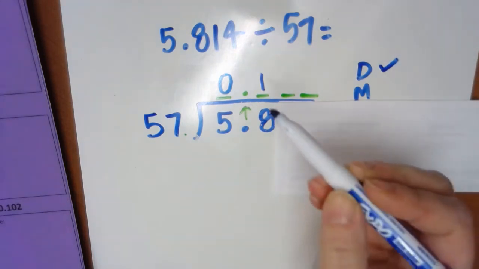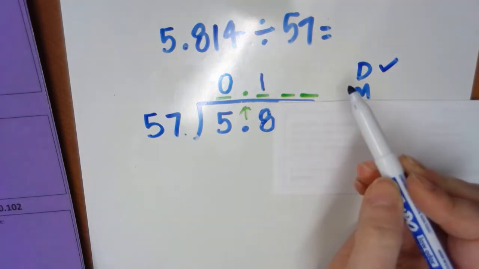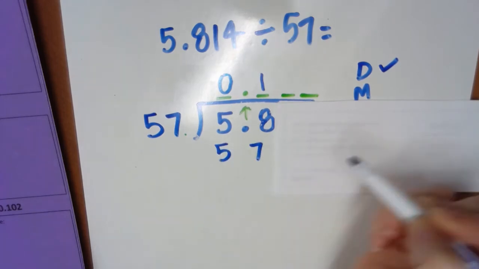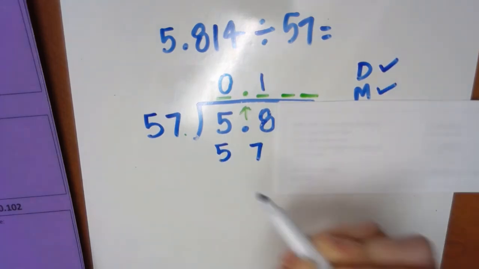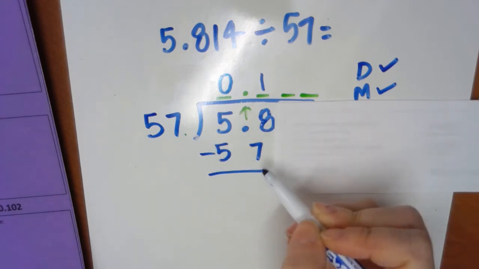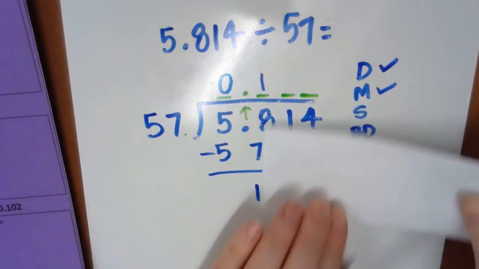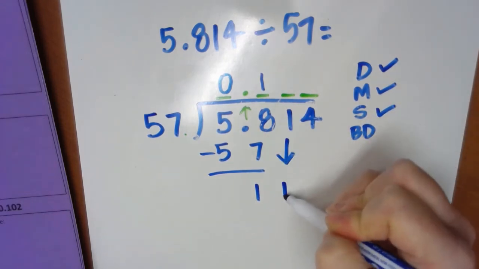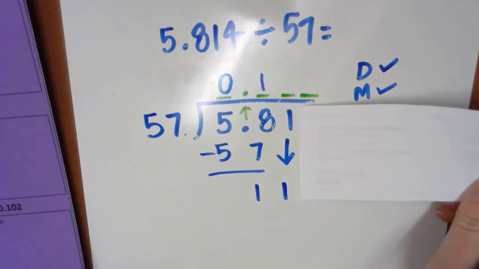That's my divide. Now I multiply. 1 times 57 gives me 57. That's my multiply. Now I will subtract. 58 minus 57 gives me 1. And my next step is that bring down. So I'll bring down the next value.